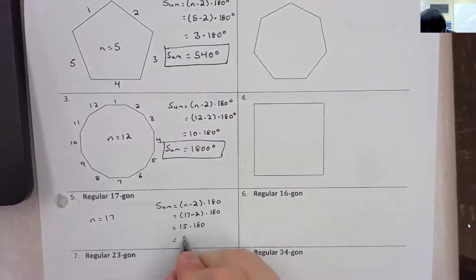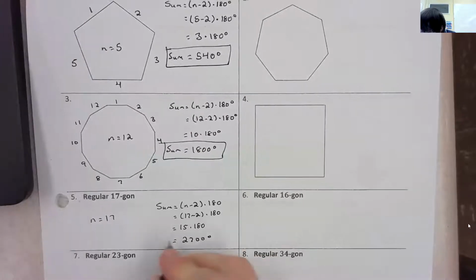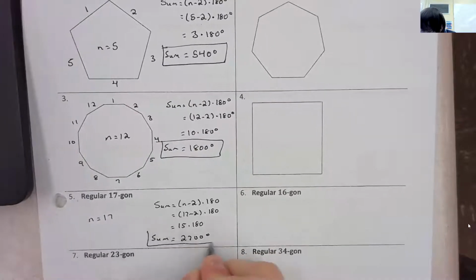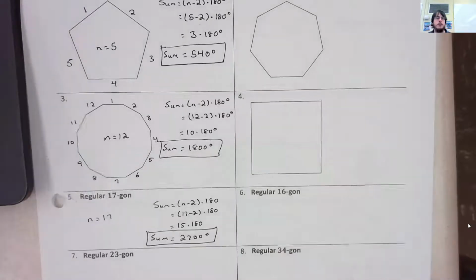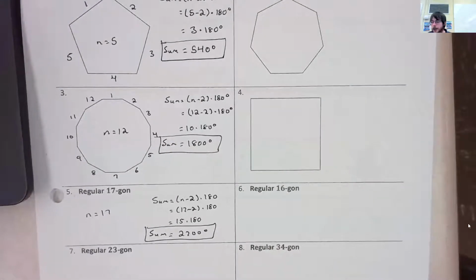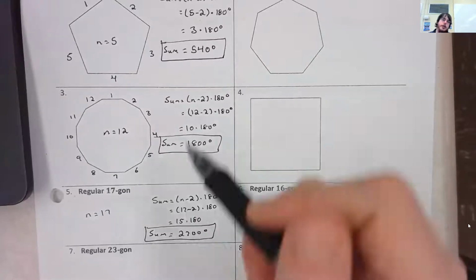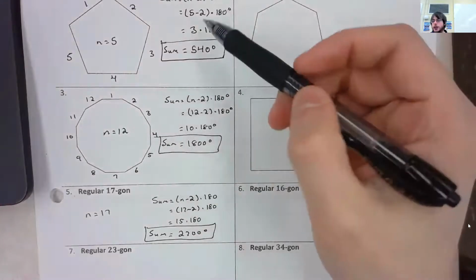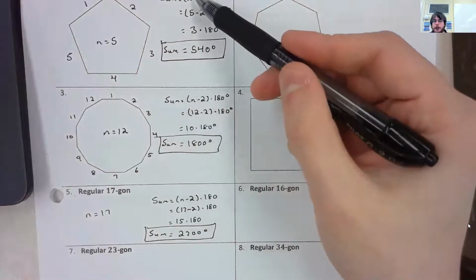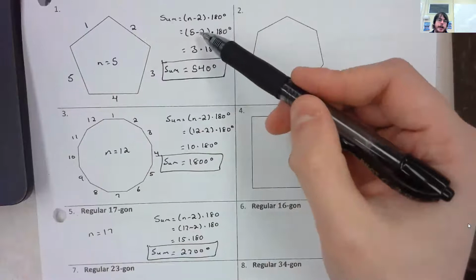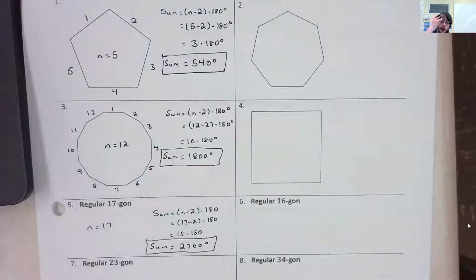So our sum is 2700 for a 17-gon. All right, and you should have a relative grasp on this. Just find the number of sides. You're looking for the sum, so you're going to take your n minus 2 times 180 and then plug in as you go. Just don't forget to subtract 2 first and then times 180.